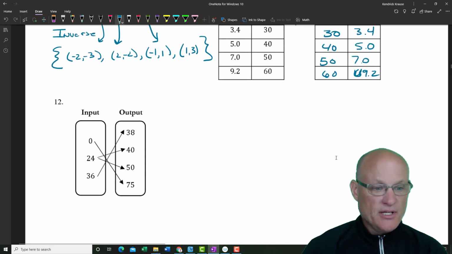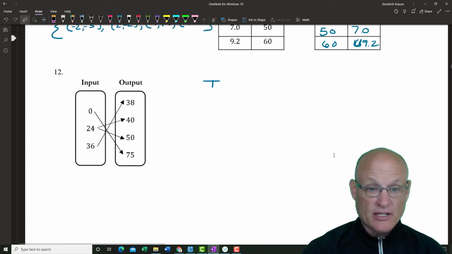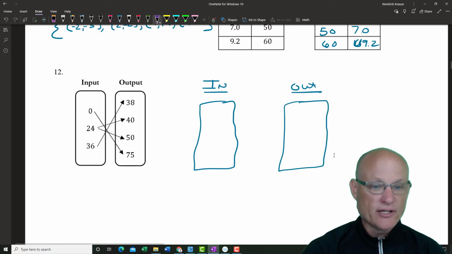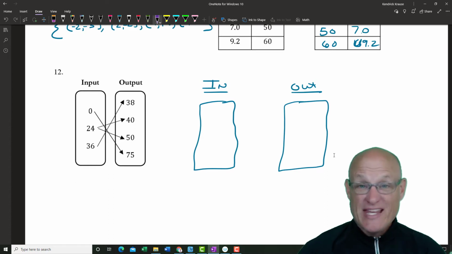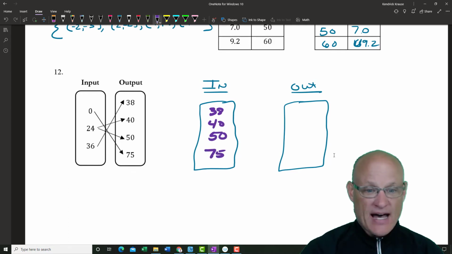Let's take a look at this one. This isn't even a function, so it sure as heck can't be a one-to-one function. But let's talk about its input, and we'll talk about the output. And we're going to do a nice mapping diagram. I'm going to do different colors, make it all fancy, get some purples in there. So I'm going to reverse the x, or switch the x and y. So I'm going to put 38, 40, 50, and 75, 0, 24, and 36.